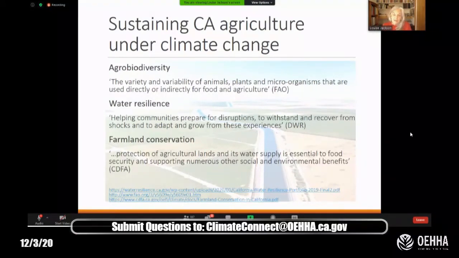And I just want to insert this little statement about indicators. One idea would be looking for particular topics for indicators that examine the progress in achieving certain goals that these themes are geared towards. So agrobiodiversity is defined by the United Nations FAO as a variety and variability of all different kinds of organisms that are used directly or indirectly for food and agriculture.